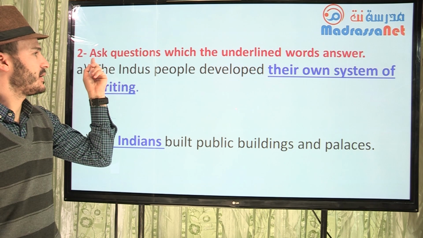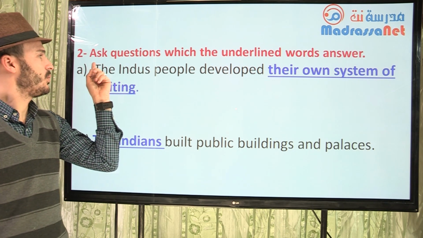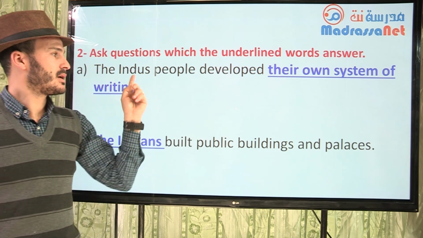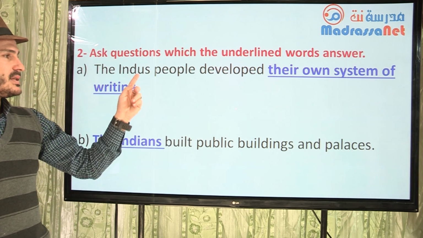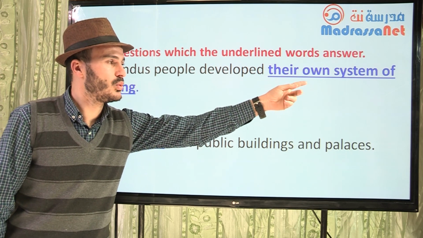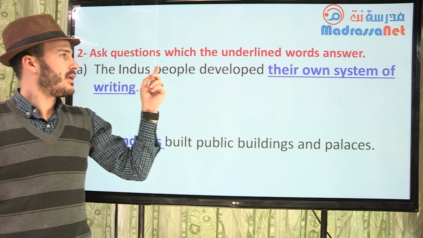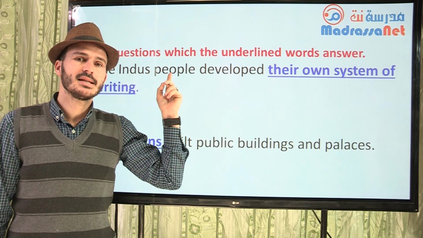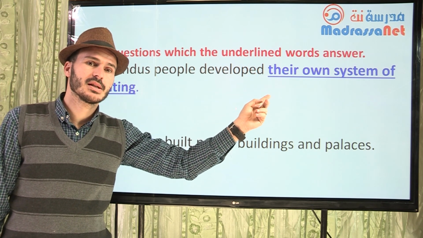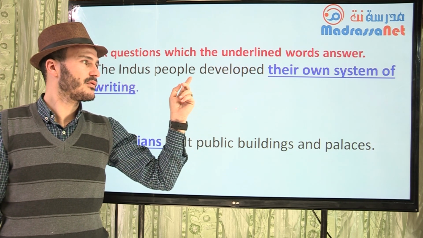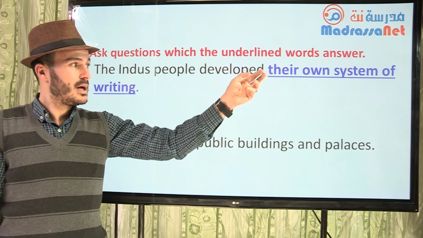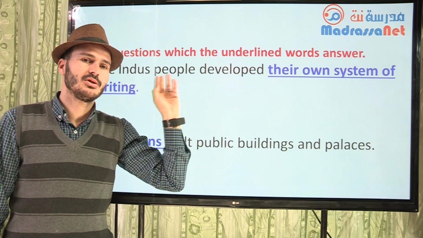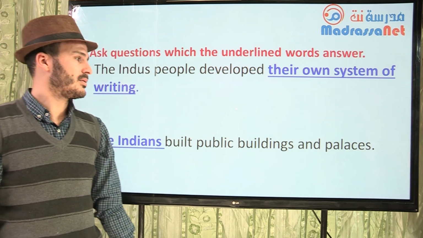We move on to the next activity in the second section. Ask questions which the underlined words answer. Here you have two sentences. In these sentences you have some underlined words or phrases. This exercise asks you to ask questions about the underlined words or phrases in the sentence, in other words, to ask questions whose answer is underlined in the sentences you have.